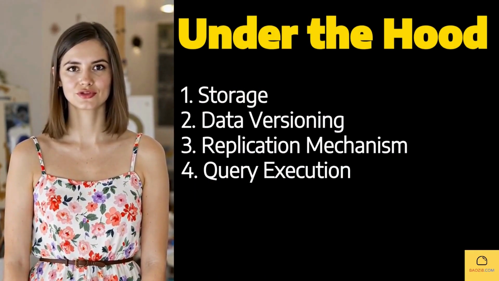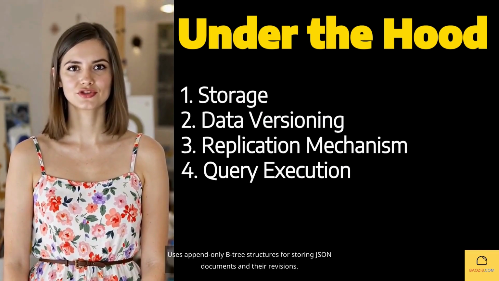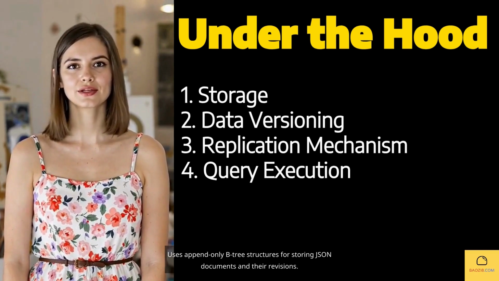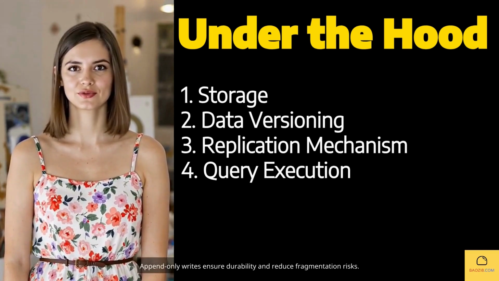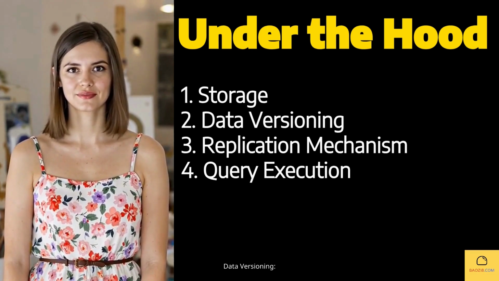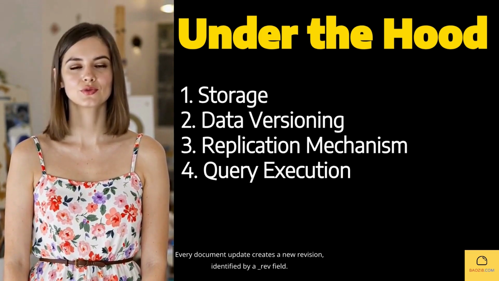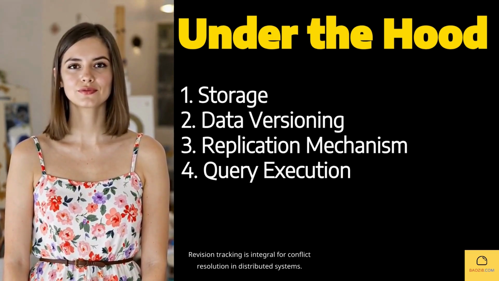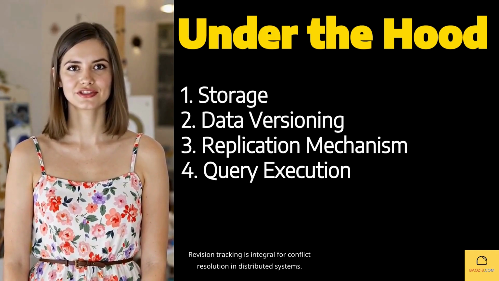1. Storage. Uses append-only B-tree structures for storing JSON documents and their revisions. Append-only writes ensure durability and reduce fragmentation risks. 2. Data versioning. Every document update creates a new revision, identified by a _rev field. Revision tracking is integral for conflict resolution in distributed systems.